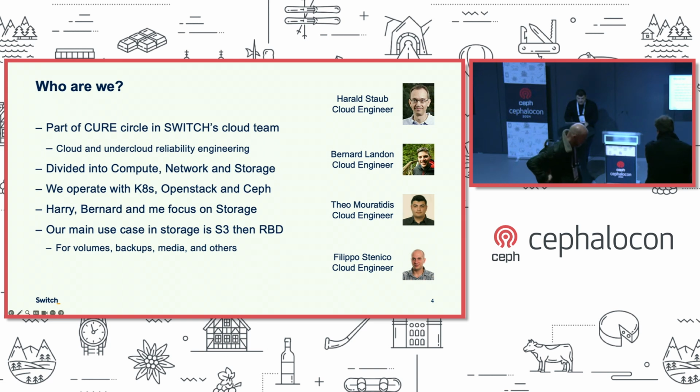So who are we? We are Cure. We are the Cure Circle of Switch's cloud team. This stands for the Cloud and Other Cloud Reliability Engineering. We are divided into compute, network, and storage, so we work with Kubernetes, OpenStack, and Ceph. 4 of us are here. At Cephalocon, we are focused on storage, and we do Ceph and a few other solutions. Our main use case for Ceph is S3 and then RBD.